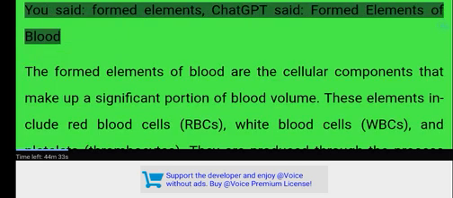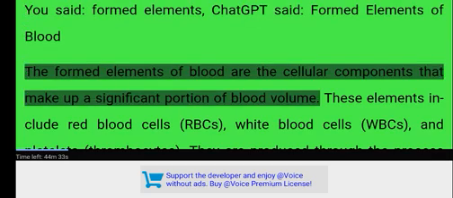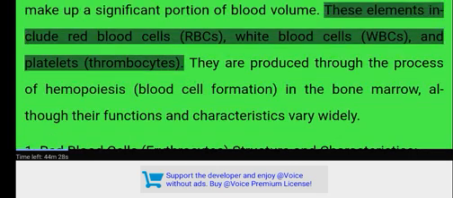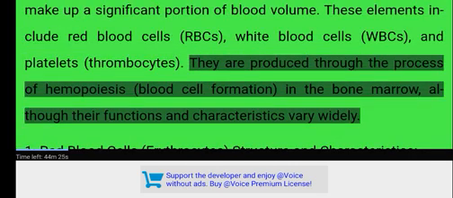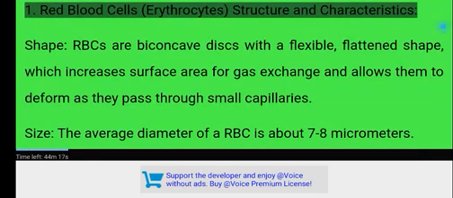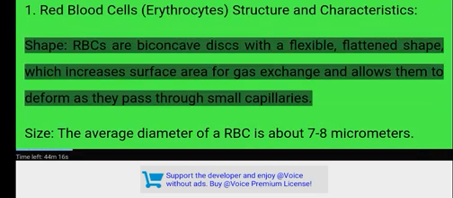Formed elements of blood. The formed elements of blood are the cellular components that make up a significant portion of blood volume. These elements include red blood cells (RBCs), white blood cells (WBCs), and platelets (thrombocytes). They are produced through the process of hematopoiesis, blood cell formation, in the bone marrow, although their functions and characteristics vary widely. 1. Red blood cells (erythrocytes): structure and characteristics.